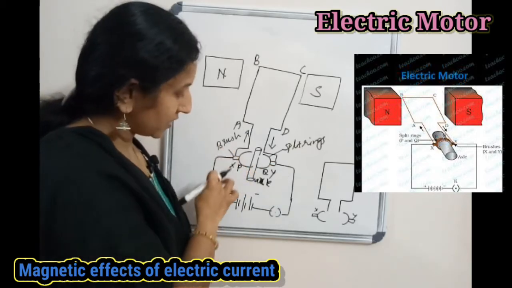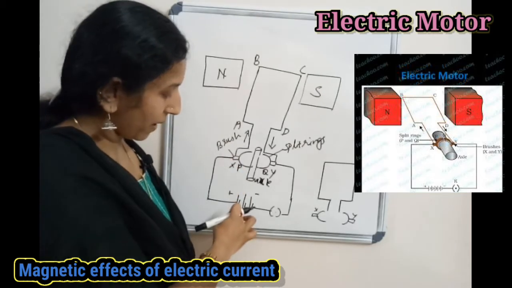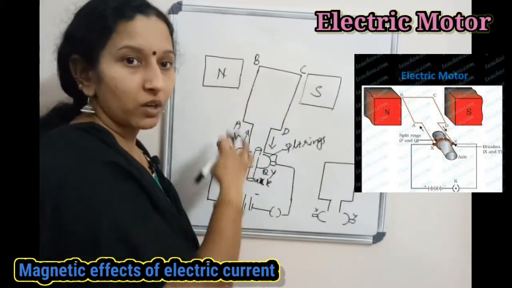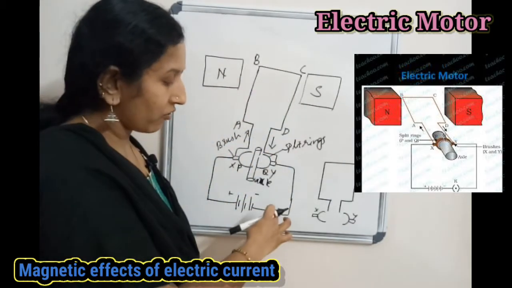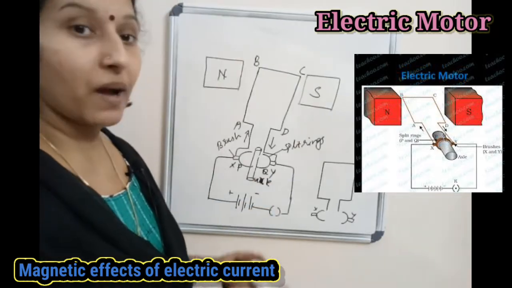Then you can see the remaining section is the circuit, with the battery and key. Now this becomes a complete circuit, and when we plug the key, it starts to work. So these are the parts.